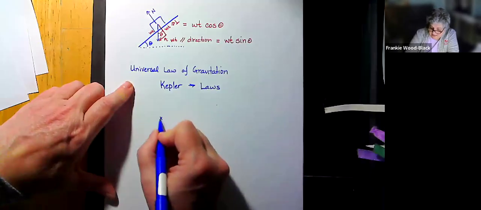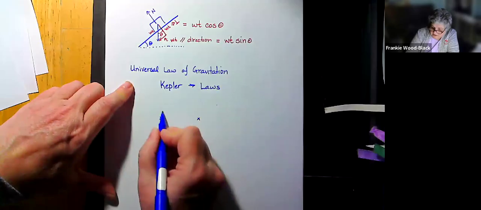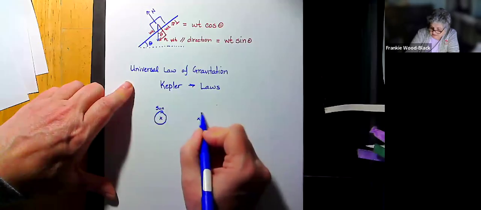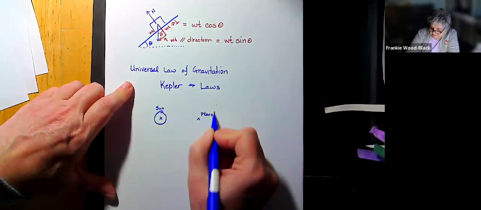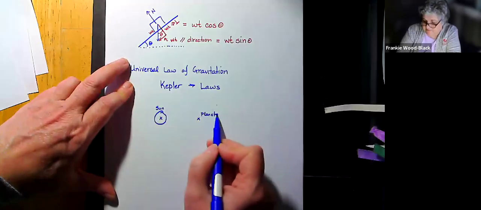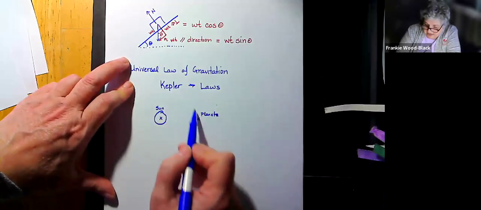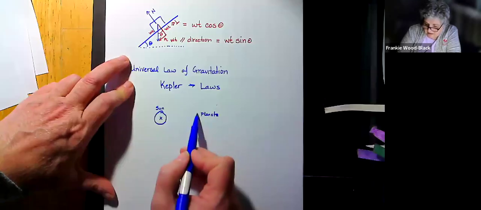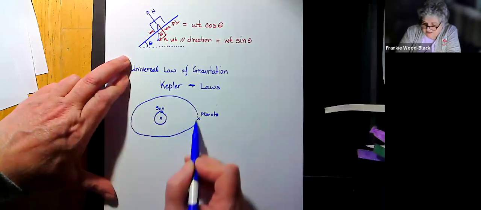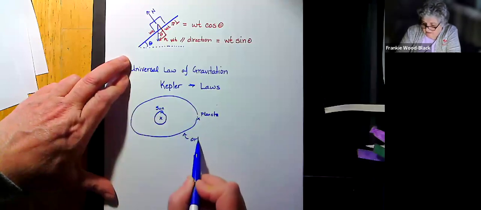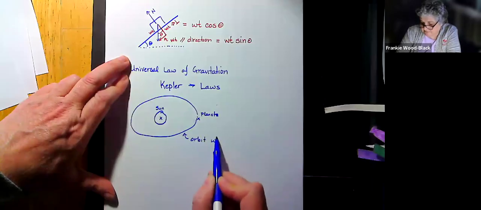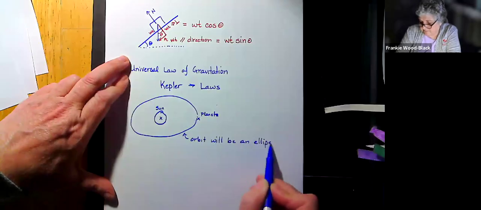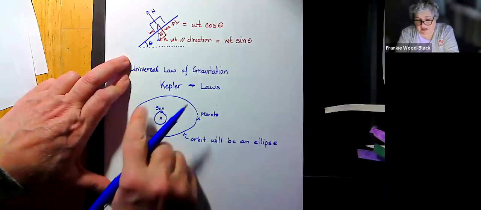The first law that he said is that here's the sun, and here are our planets, or a planet, we'll just have a planet, that our planet is going to orbit around the sun, and this orbit will be an ellipse, with the sun at one of the focuses.